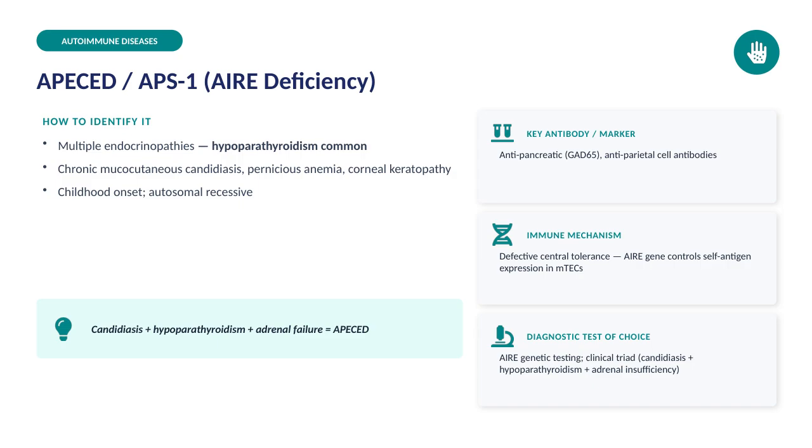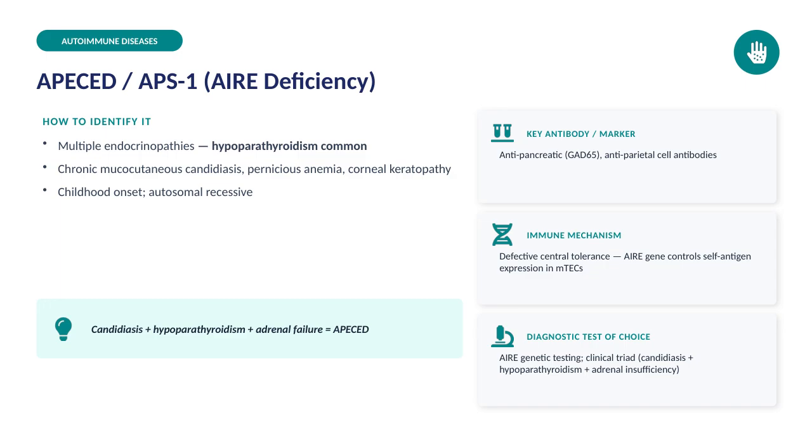APECED, also known as APS1, is characterized by multiple endocrine problems, with hypoparathyroidism being a common feature. It often presents in childhood and is inherited in an autosomal recessive pattern. Key clinical signs include chronic mucocutaneous candidiasis, pernicious anemia, and corneal keratopathy. The classic triad to recognize this condition is candidiasis, hypoparathyroidism, and adrenal failure.